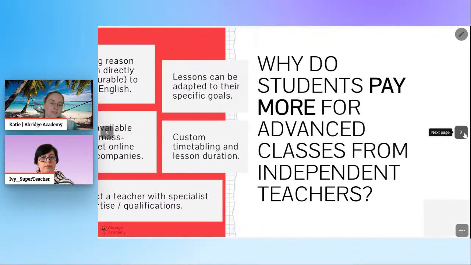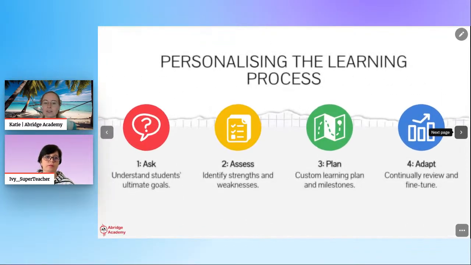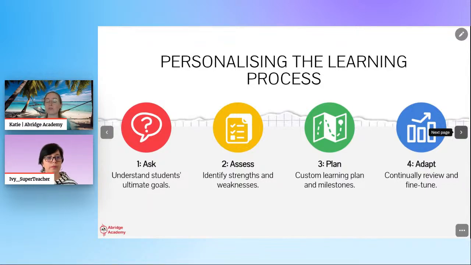So a few ideas there to get us started. Ivy, do you want to talk a bit more about the importance of adapting and personalizing the learning process?